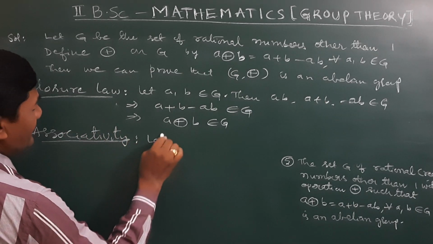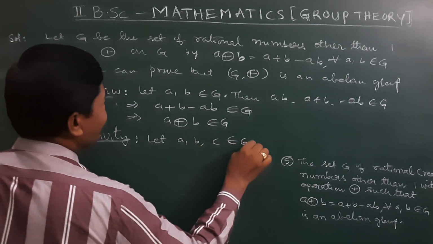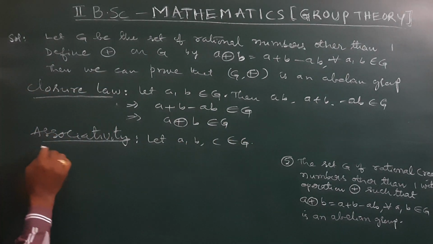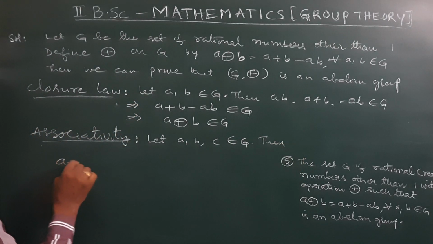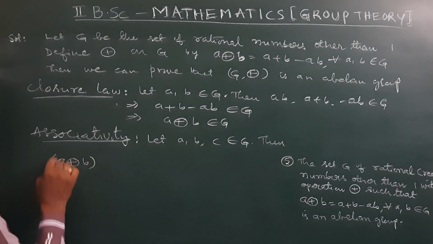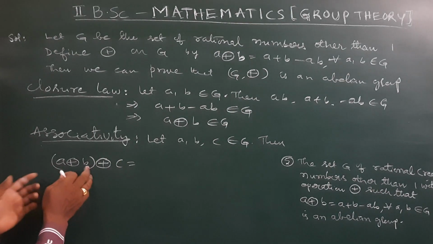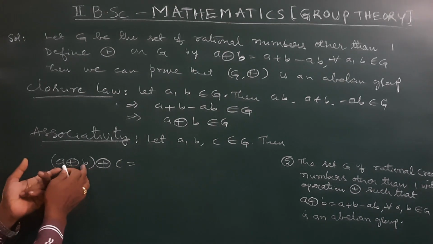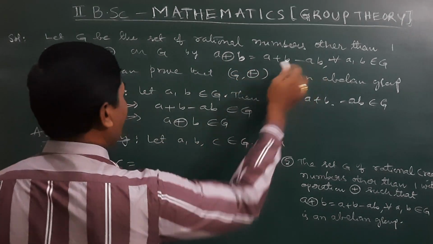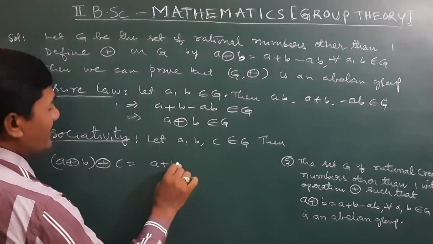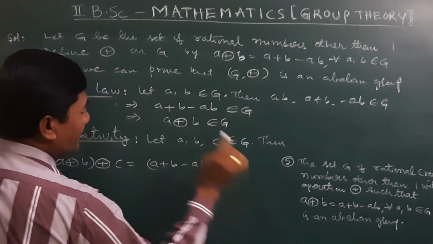So associative property means: let a, b, c belong to G. Then immediately (a ∘ b) ∘ c is equal to... So now we can calculate a ∘ b. By the definition, a ∘ b is a + b − ab. That is (a + b − ab) ∘ c.